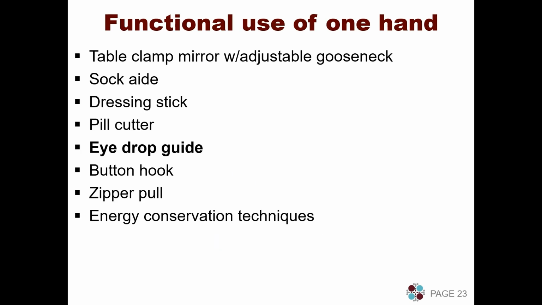An individual that has really only functional use of one hand, a table clamp mirror with an adjustable gooseneck allows them to really adjust and modify where the mirror is in order to be able to do grooming tasks or to put eye drops in or whatever they're trying to do up close. A sock aid, a dressing stick for both upper and lower extremity dressing, a pill cutter, an eye drop guide.